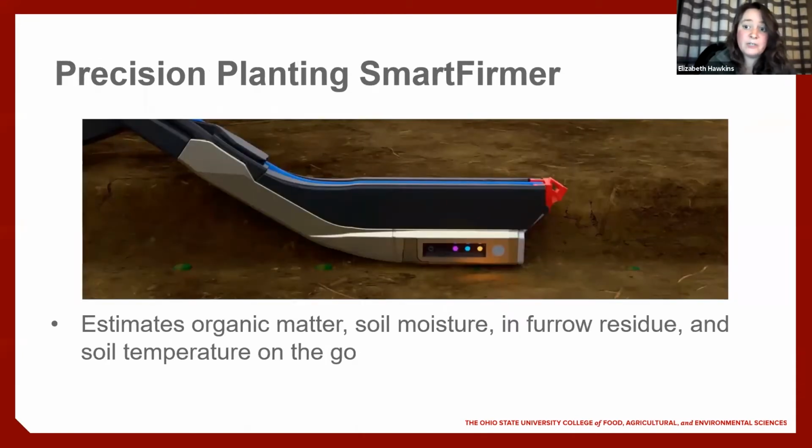For this trial, we wanted to better understand the potential for using data from the Precision Planting SmartFirmers to generate seeding rate prescriptions. SmartFirmers are an optical sensor that mount onto planter row units, and they provide estimates on the go for several different soil characteristics. But for this project, we honed in on the organic matter estimates.